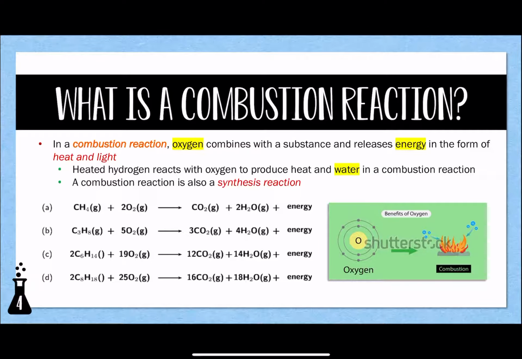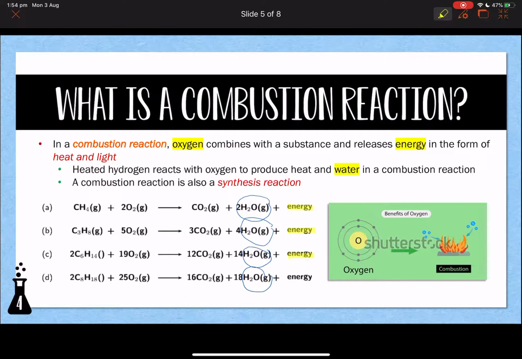In a combustion reaction, oxygen combines with a substance and it releases energy, and this is in the form of heat and light. For example, you have hydrogen with oxygen, and this produces heat and it produces water. You can see I've got some examples here of some common combustion reactions, and you might notice this H2O, that is water, okay? In all of my examples, energy is always given off, okay? That will be in the form of light and heat, okay?